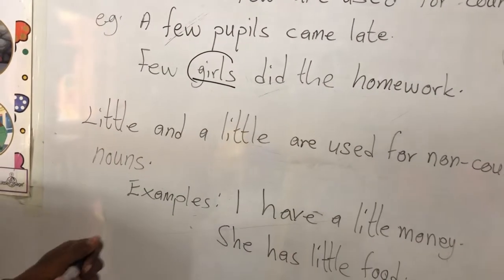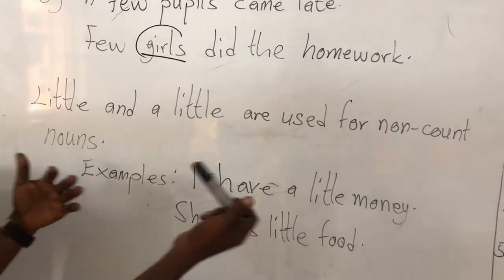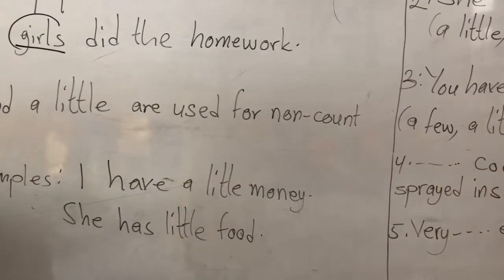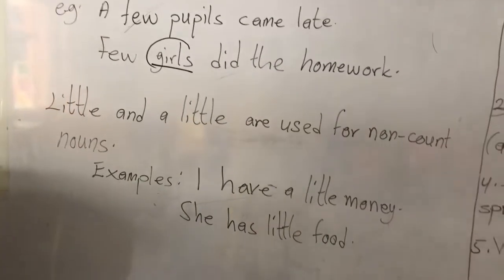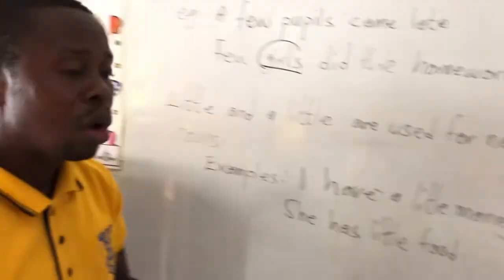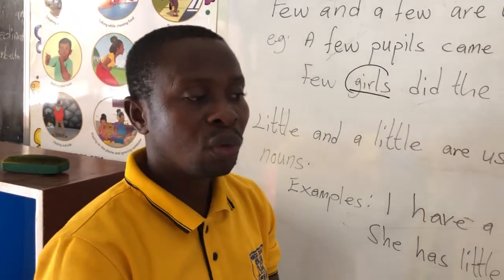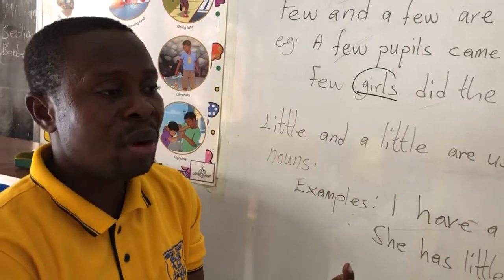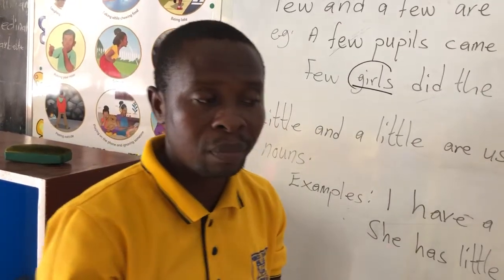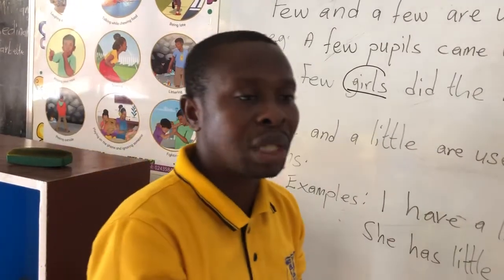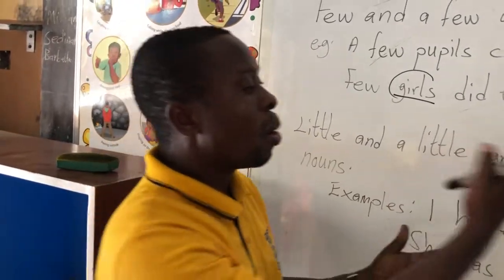Now let's continue with what? Little and a little. Okay, so we say little and a little are used for what? Non-countable nouns or non-count nouns. Okay, and when we talk of non-countable nouns, we are talking about names of things that cannot be what? Counted. Okay, for example, can I say how many waters do you have in the cup? No. So we can't count the water. Okay, so we say I have a cup of water, but I can't say I have 2 waters in the cup. Okay, very good.